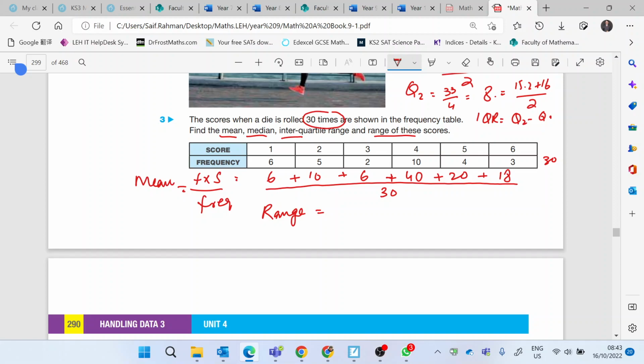6 minus 1, that is 5, is the range of score.